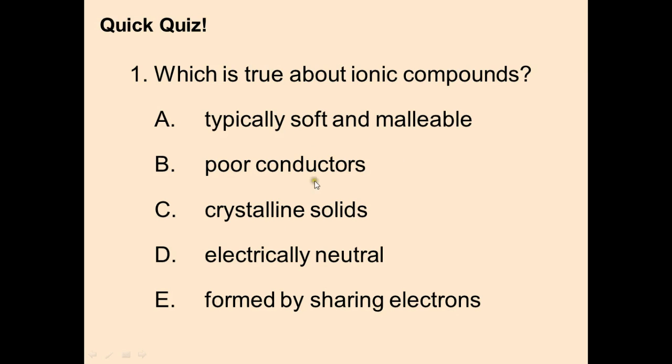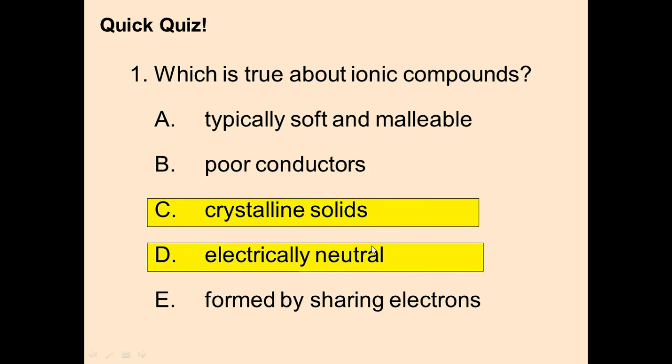So which two of these answers look correct? Metals aren't soft. I mean, ionic compounds aren't soft because they're crystals. I told you about the beach analogy, like how the ocean has so much salt, so they are good conductors. And C is correct because they do form crystals. And D is also correct because we talked about how the positive and negative ions cancel each other out, and that's why we have a balanced or neutral charge.